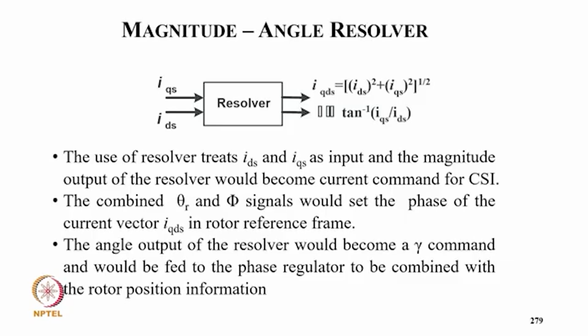And then, of course, you can calculate this typically with a magnitude-angle resolver. So you have IQS and IDS, from which the IS amplitude is the square root of IDS squared plus IQS squared, and the angle is tan inverse of IQS upon IDS. The resolver takes IDS and IQS as input, and the magnitude output of the resolver becomes the current command for the current source inverter. The combined theta R and phi signals set the phase of the current vector IQDS in the rotor reference frame. So the angle output of the resolver becomes the gamma command and is fed to the phase regulator, to be combined with the rotor position information.